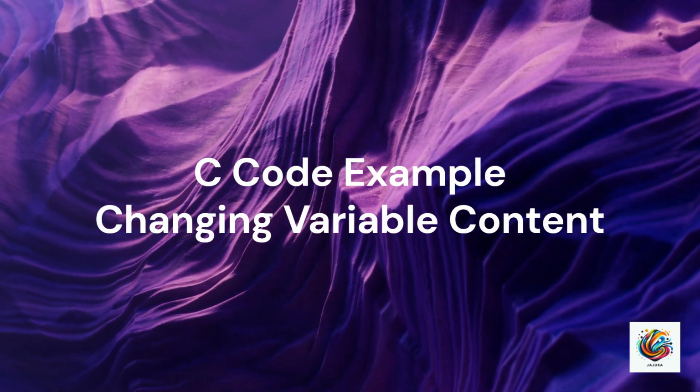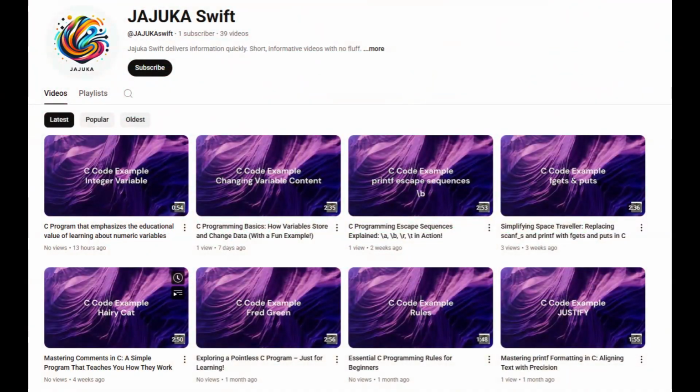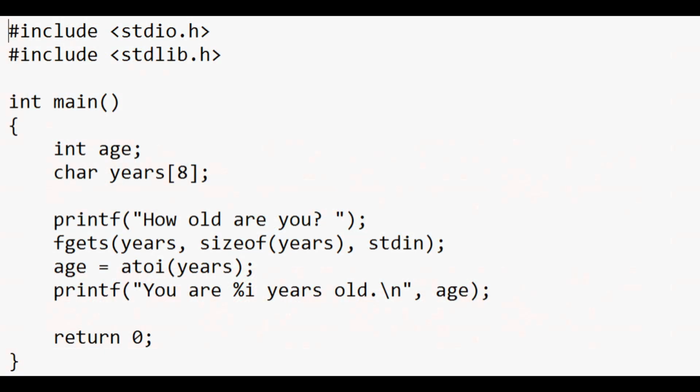In Jujuka Swift's last video titled, C Program that Emphasizes the Educational Value of Learning About Numeric Variables, a C keyword int was used to create a numeric variable and reserve memory for it. In this video, the program reads a string the user types at the keyboard. That string is converted into an integer.